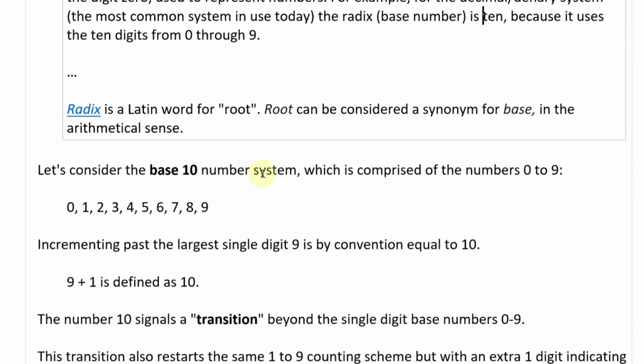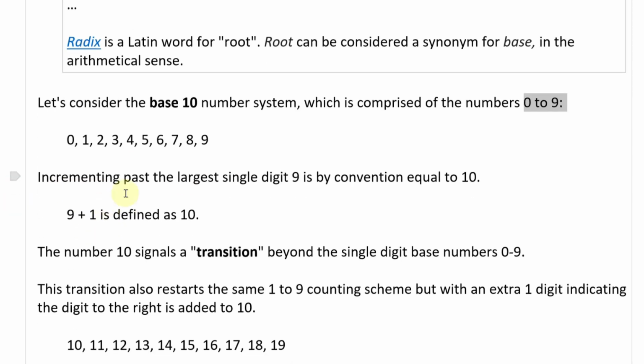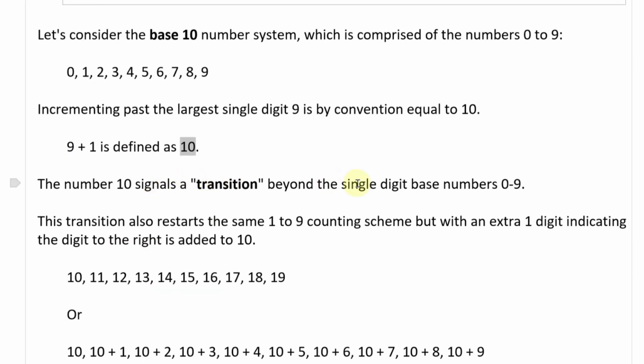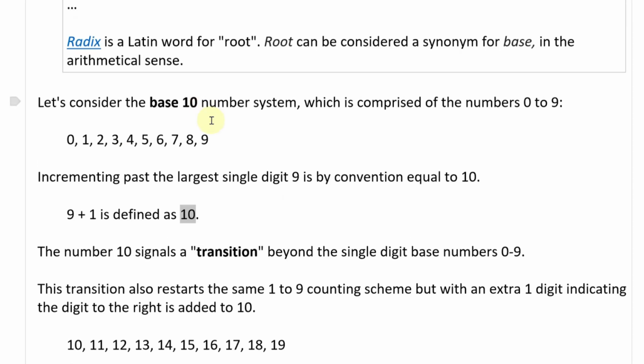So let's consider the base 10 number system, which is comprised of the numbers 0 to 9. So we have 0, 1, 2, 3, 4, 5, 6, 7, 8, 9. Now incrementing past the largest single digit, 9, is by convention equal to 10. So 9 plus 1, we restart, we add a 0, and now we have 10. The number 10 signals a "transition" beyond the single digit base numbers 0 to 9, and it basically cycles back to the 0. So it goes to 9, and all of a sudden we put a 1, and we increment by 0 there.